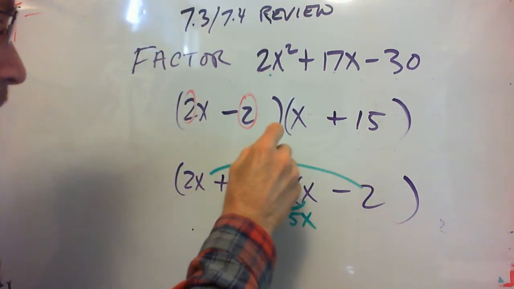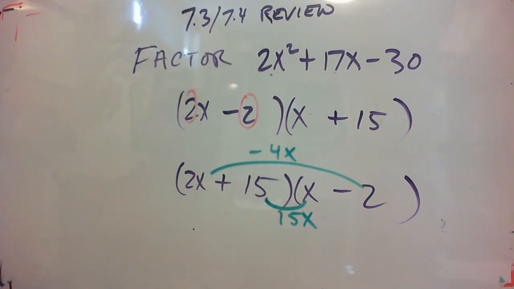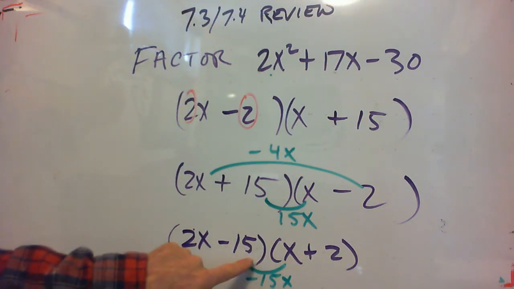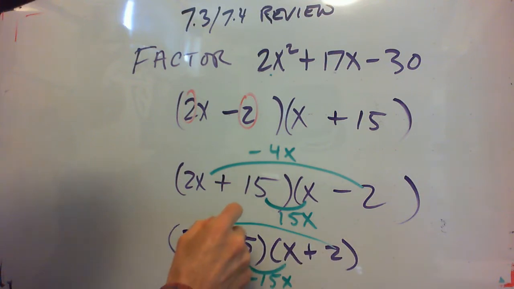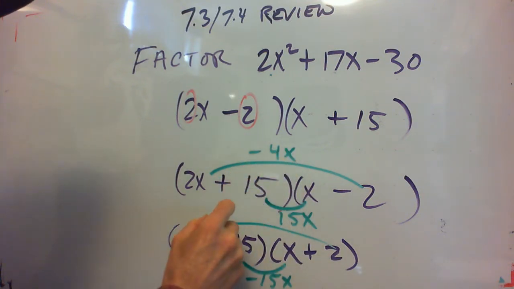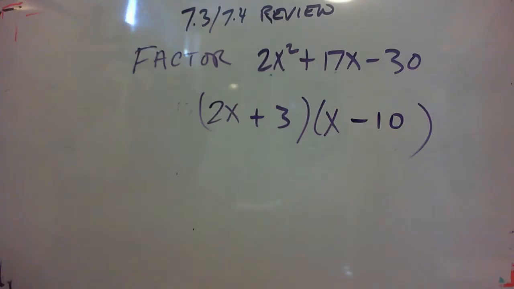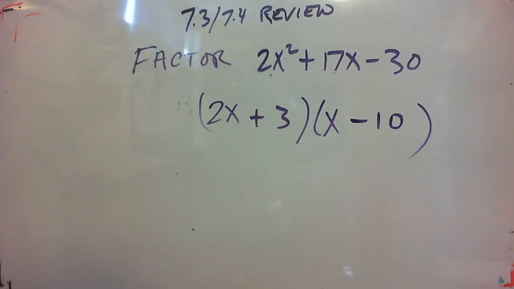15x and minus 4x. And if we try 2x minus 15, x plus 2, we get a negative 15x plus 4x. That's negative x's. So neither of those work. So 15 and 2 don't work. So then we move to 3 and 10. 2x plus 3 times x minus 10.